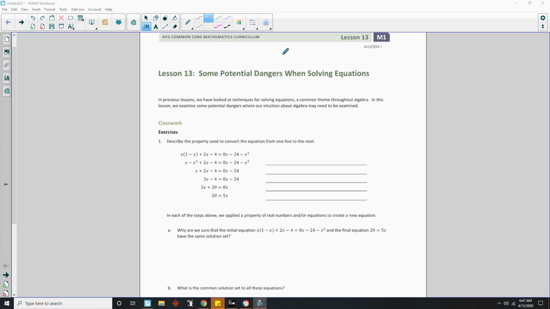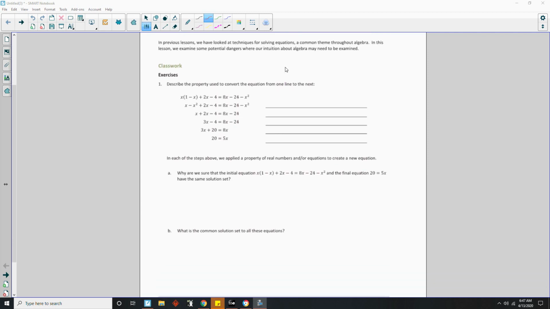Okay, lesson 13. Some potential dangers when solving equations. In previous lessons, we have looked at techniques for solving equations, a common theme throughout algebra. In this lesson, we examine some potential dangers when our intuition about algebra may need to be examined. Okay, some deep stuff here.